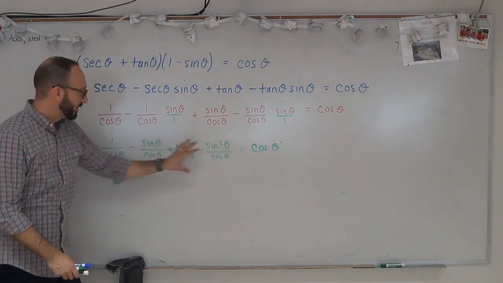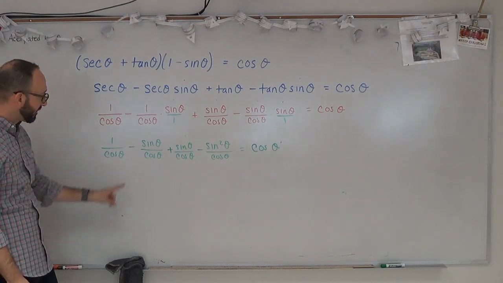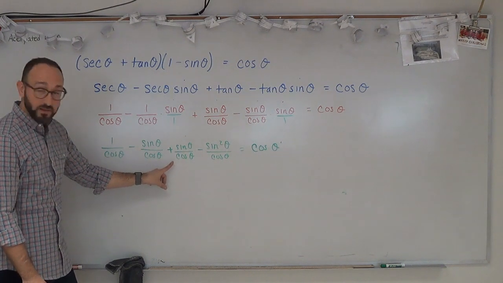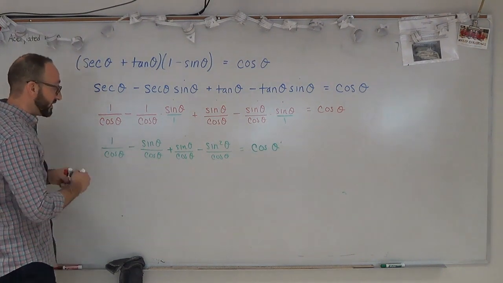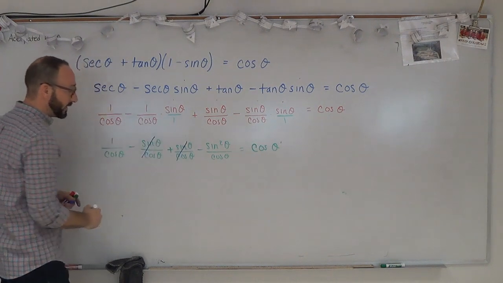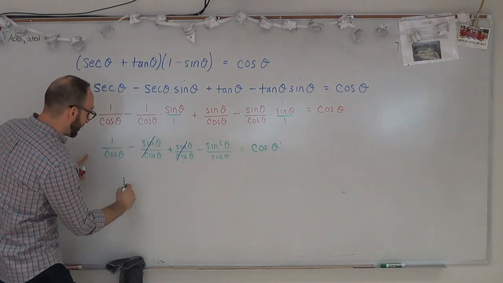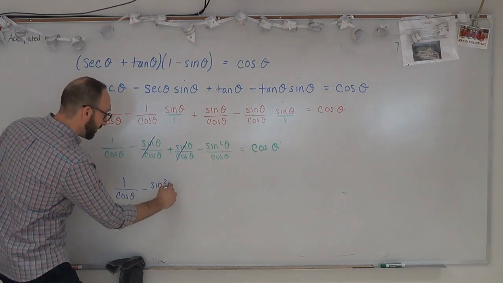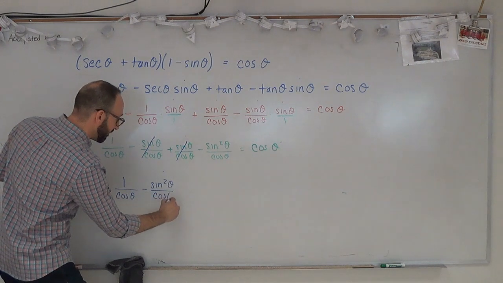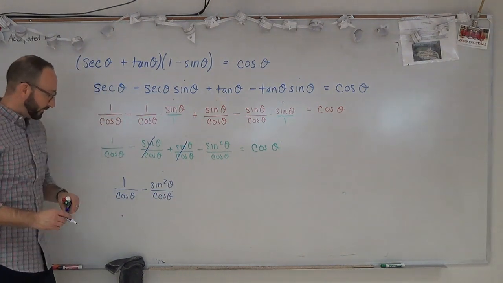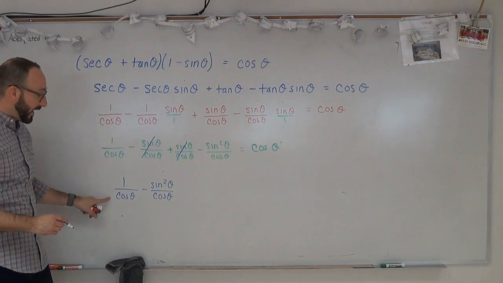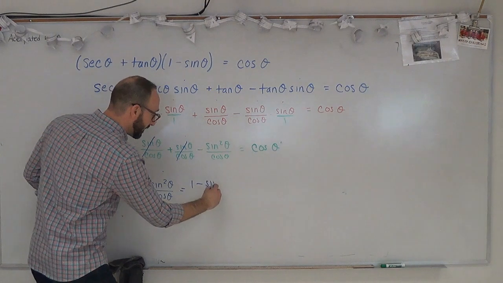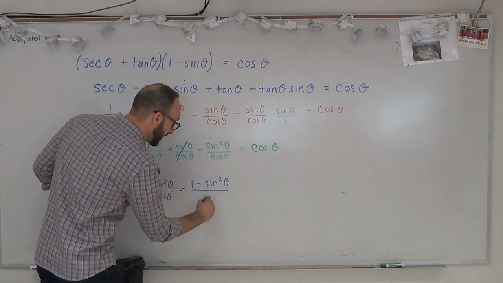Now, if we look, some nice things happen over here on the left-hand side. First off, we have a minus sine theta over cosine theta plus sine theta over cosine theta. So those are going to zero out. And what we're going to be left with is 1 over cosine theta minus sine squared theta over cosine theta. And what you should notice here is that these two fractions have a common denominator, so we can rewrite this as 1 minus sine squared theta over cosine theta.